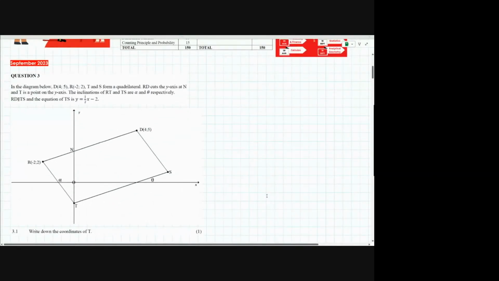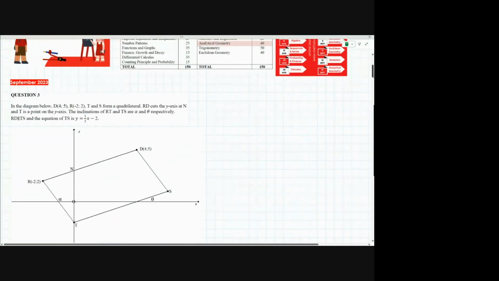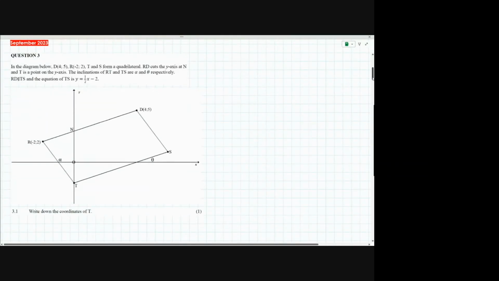So this first one is from last year's trial exam. And what you guys will see and what you would have seen now is that with most things, we start off with the grade 11 work and then we move into the matric work. Analytical geometry is no different.